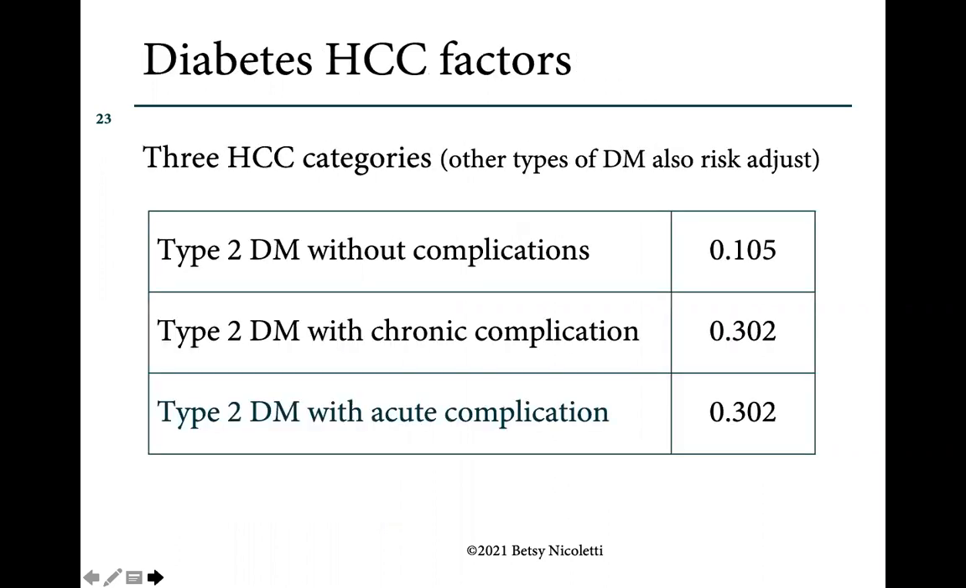All right, it isn't just type 2, it's any type of diabetes: type 1, or diabetes from medications. There are 3 categories. Diabetes without complications, and there's that risk score that I've been talking about, that RAF. So without complications, 0.105, and with either chronic or acute complications, the risk score triples.